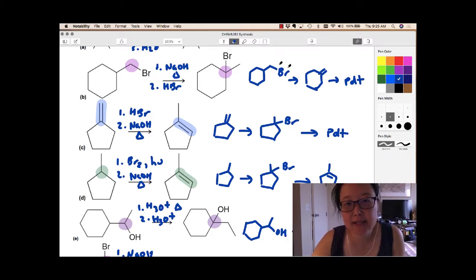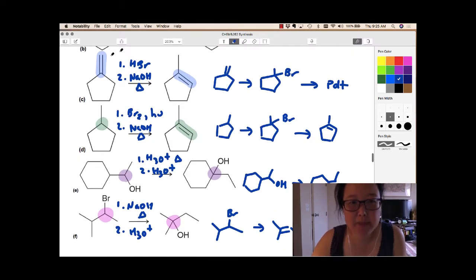So to do that, I need to eliminate using either NaOH or tert-butoxide. It doesn't matter because you only have one option for beta hydrogen. It's this hydrogen, so it doesn't matter how you take it off. And then HBr to add Markovnikov.